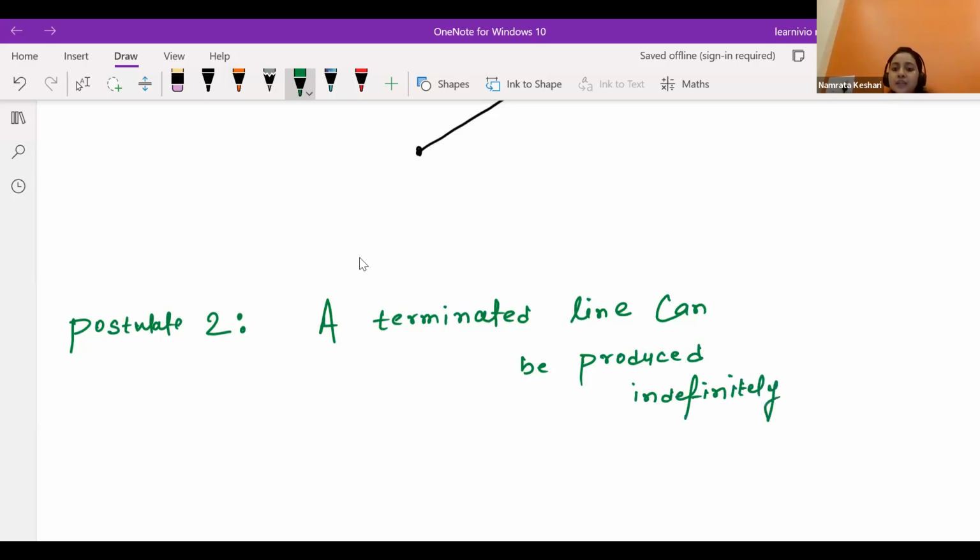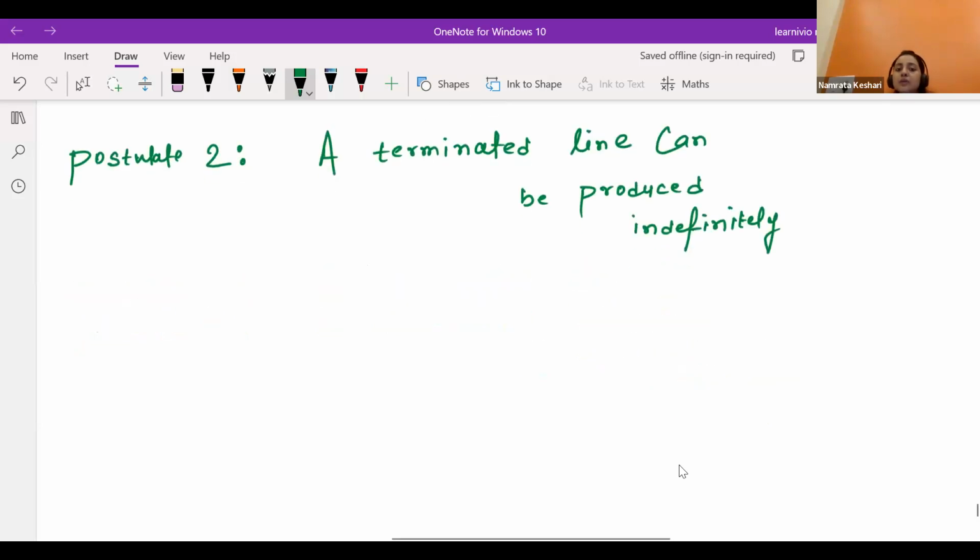A terminated line can be produced indefinitely. What does that mean? This terminology, if you have attended my class, even if you have not, you should know this. You must have seen it in decimal numbers: terminated decimal number, non-terminated decimal number, right? So termination means stoppage.